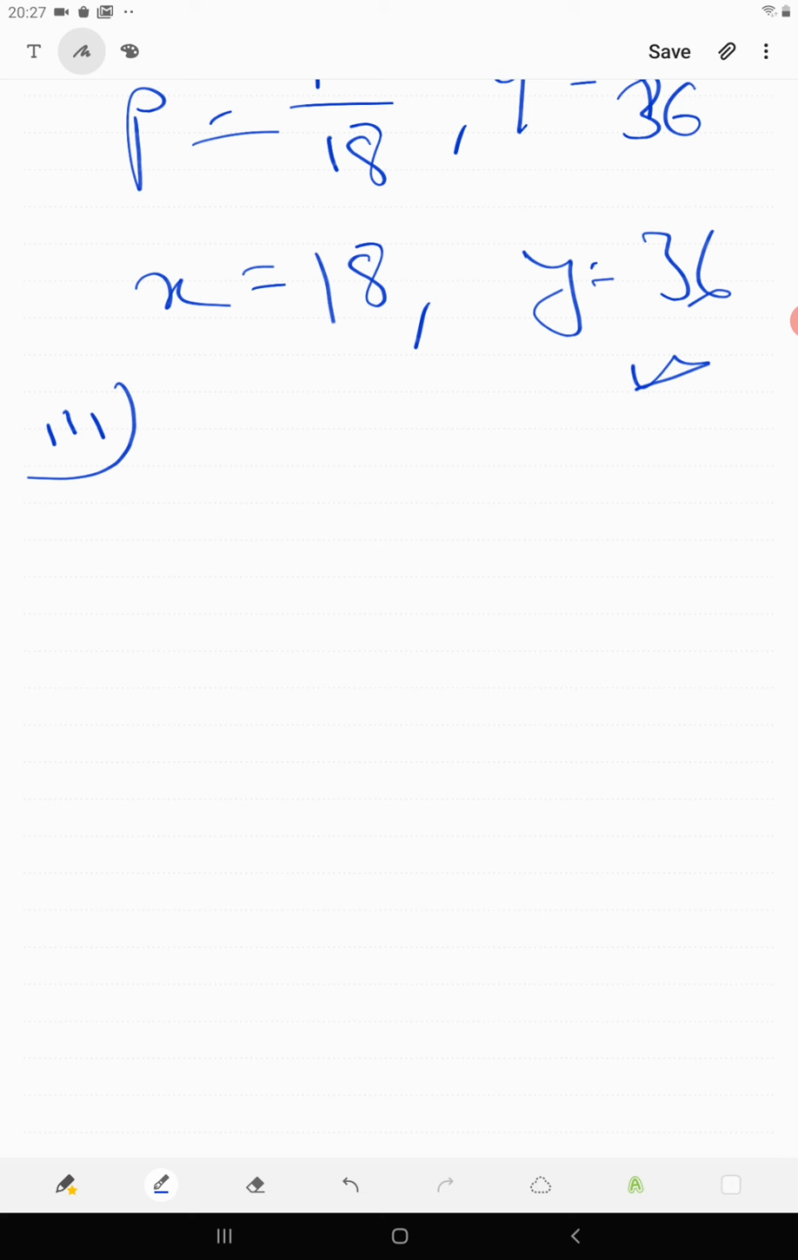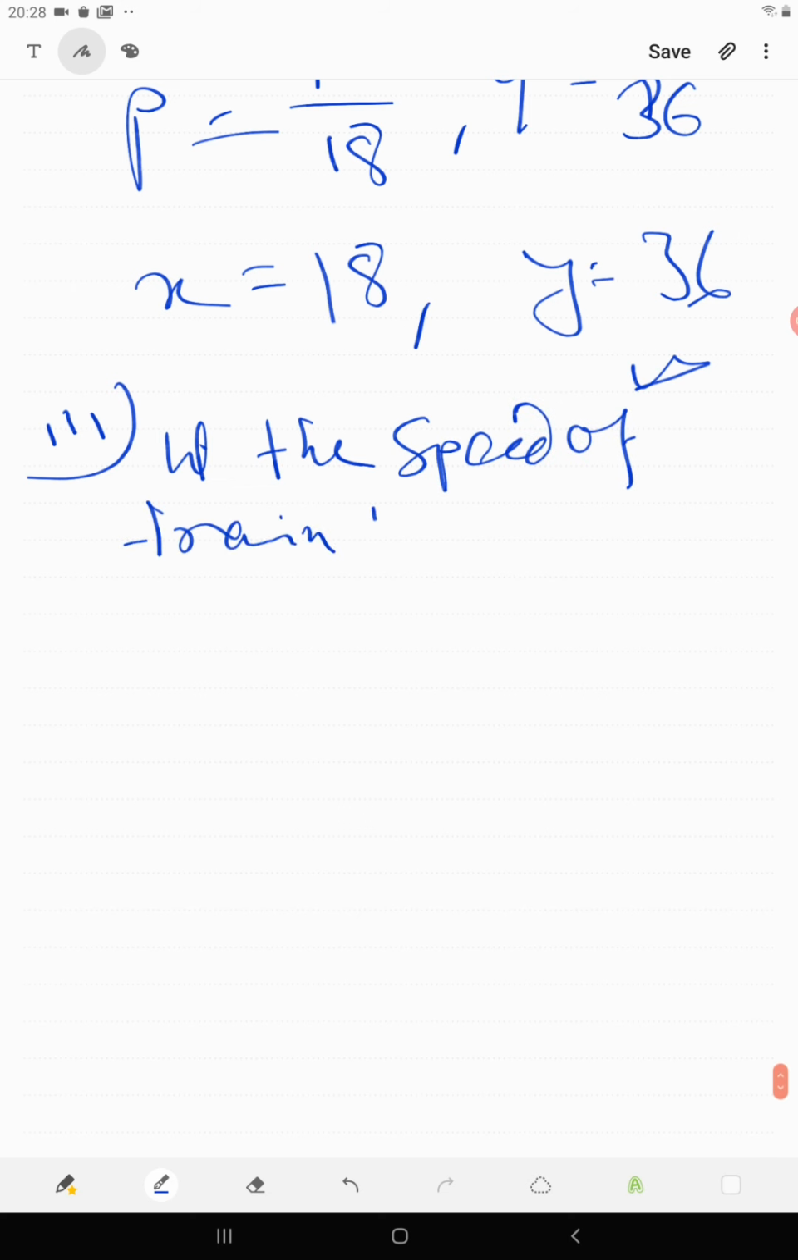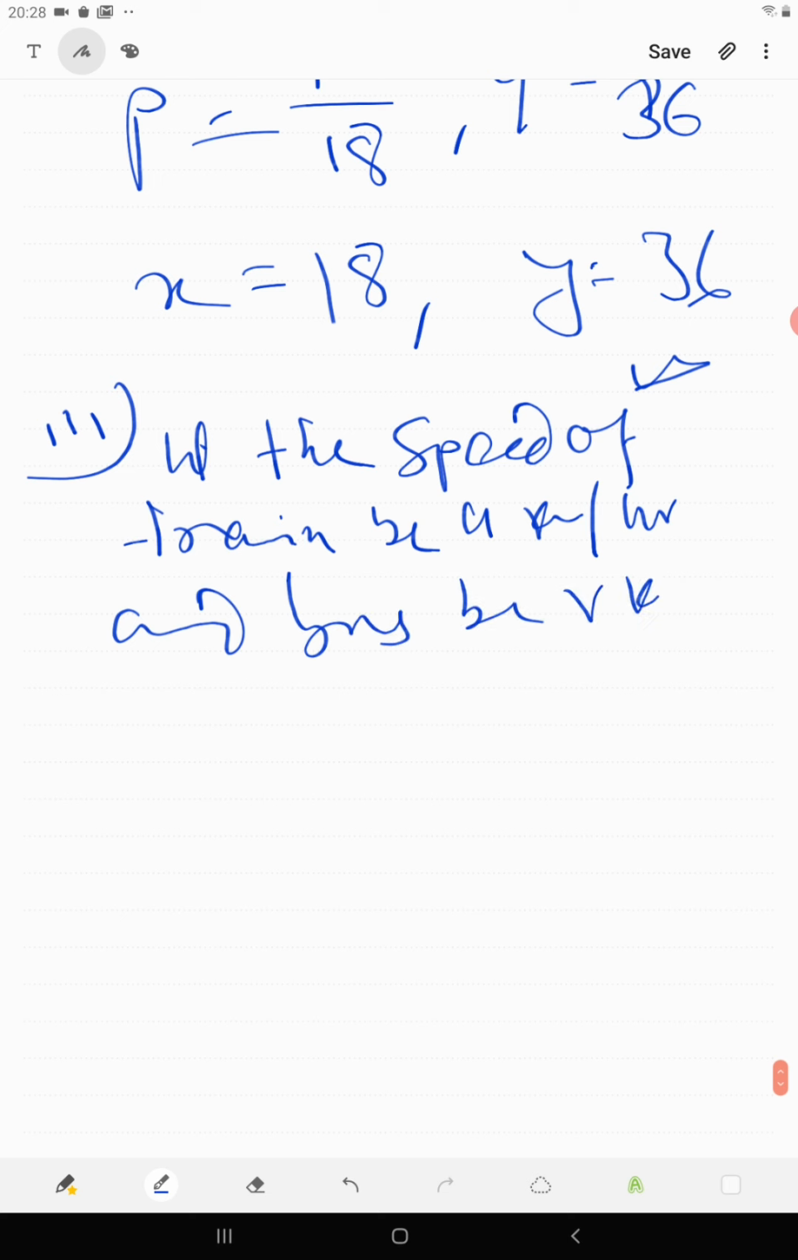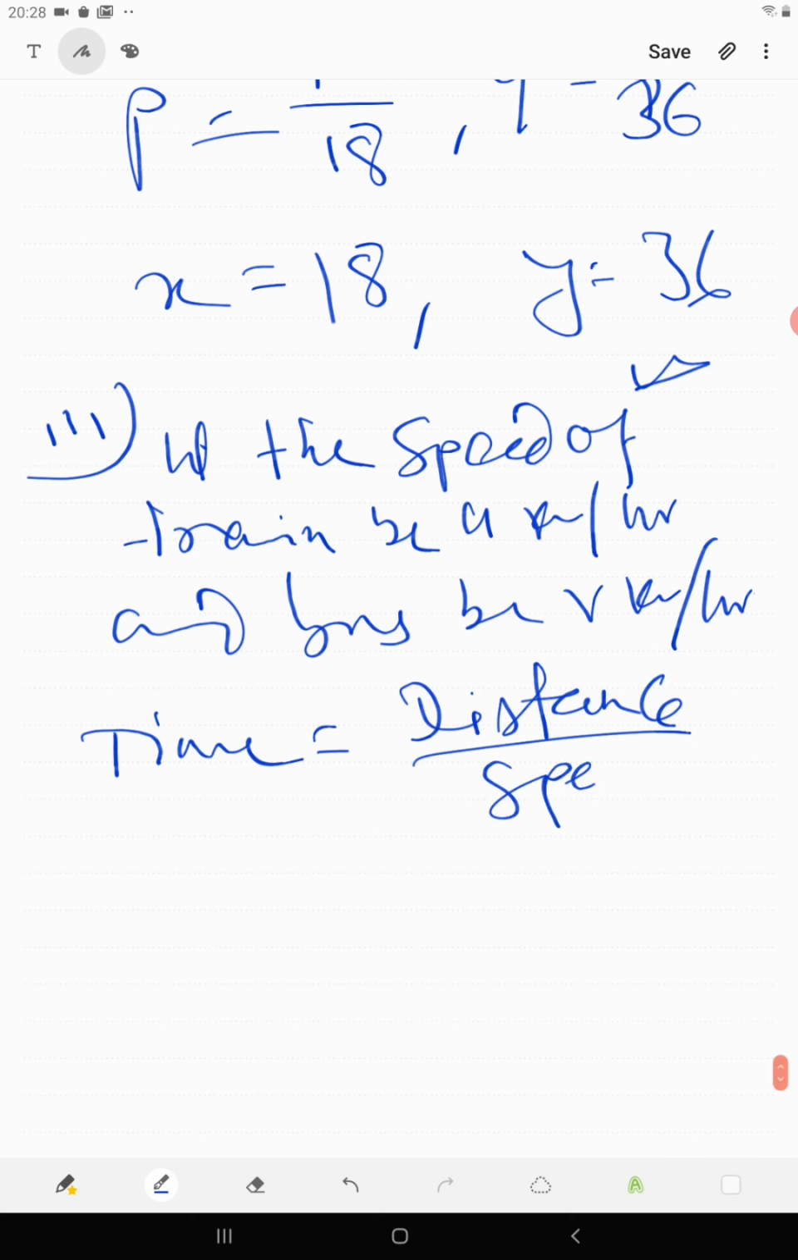Okay. So we'll assume let the speed of train be u km per hour and bus be v km per hour. Now we know what time is. Time equals to distance by speed, correct? Speed equals to distance by time. So time equals to distance by speed. This we know. Correct?